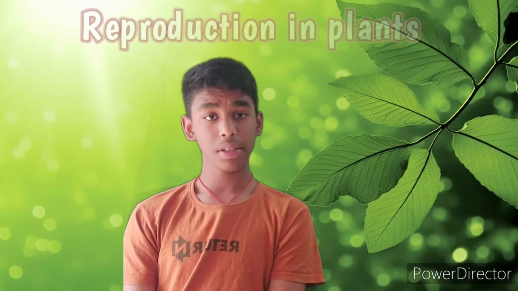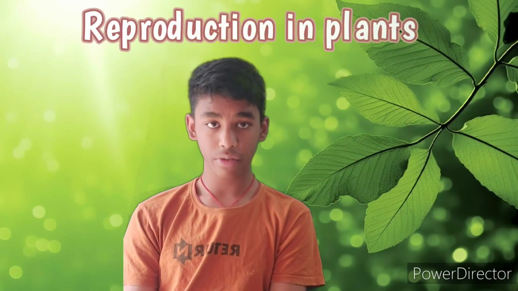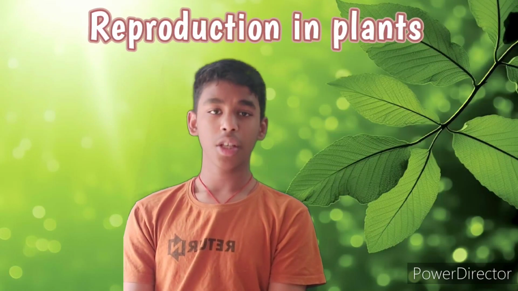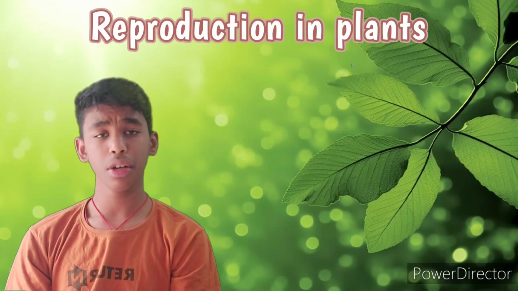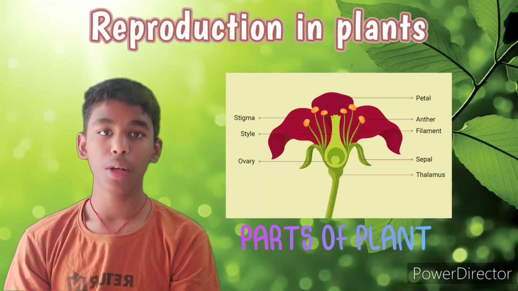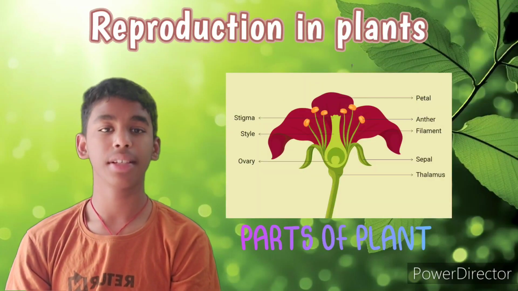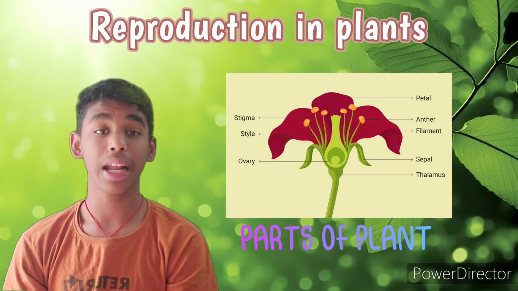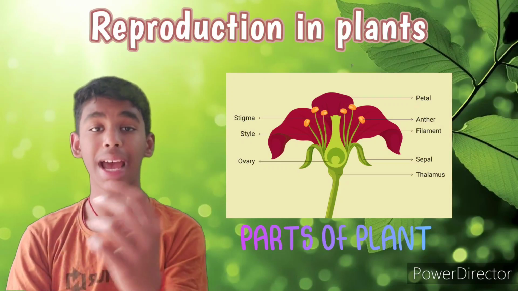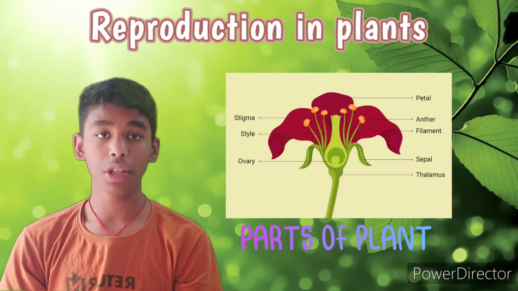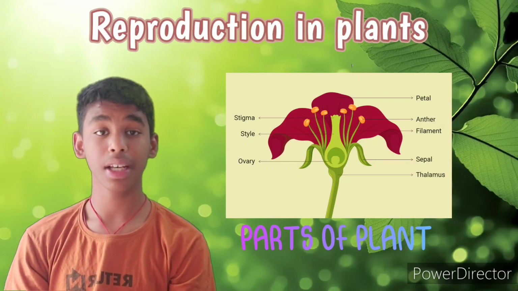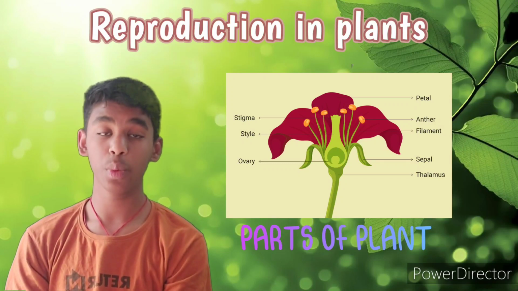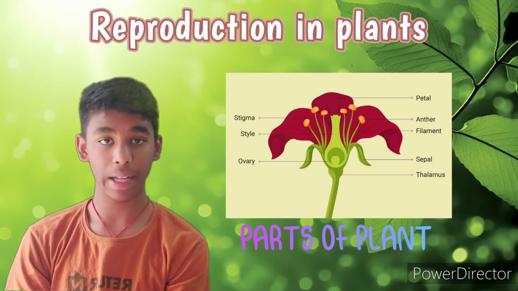So, in this lesson, we are going to study the lesson Reproduction in Plants. So let us get into this video. First of all, we need to know about the parts of the plant. So the first part of the plant is the thalamus. The thalamus is like the seat of the plant where the whole plant rests. So this thalamus is also the base of the plant. The thalamus connects the stalk of the plant, which in turn connects the stem of the plant.